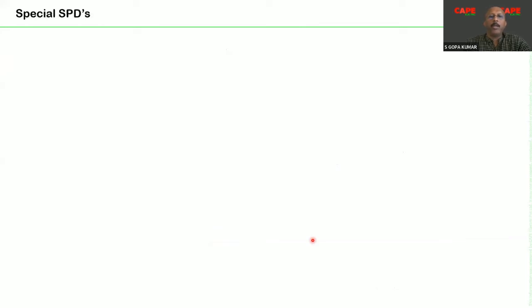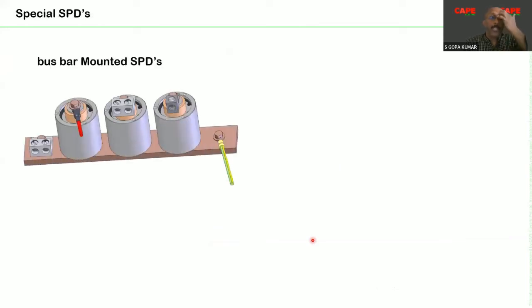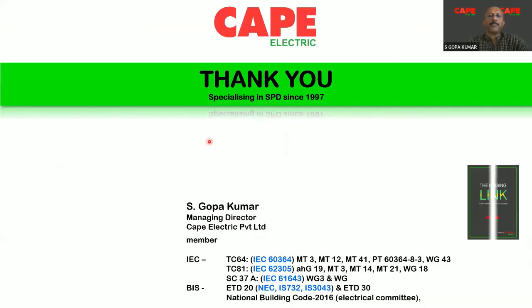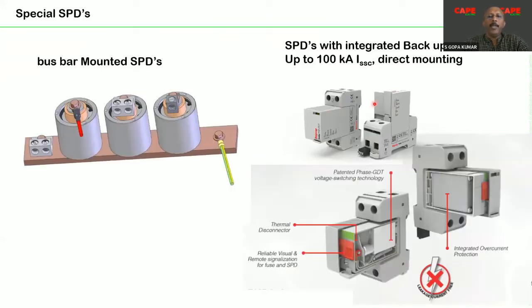The solution is to go for an SPD which is bus bar mounted. For example, you connect it directly on the bus bar. There is no line length. Since there is no line length, the voltage drop on the line is absolutely zero. As a result, a very good protection level is achieved. Or you go for an SPD with the integrated backup fuse.